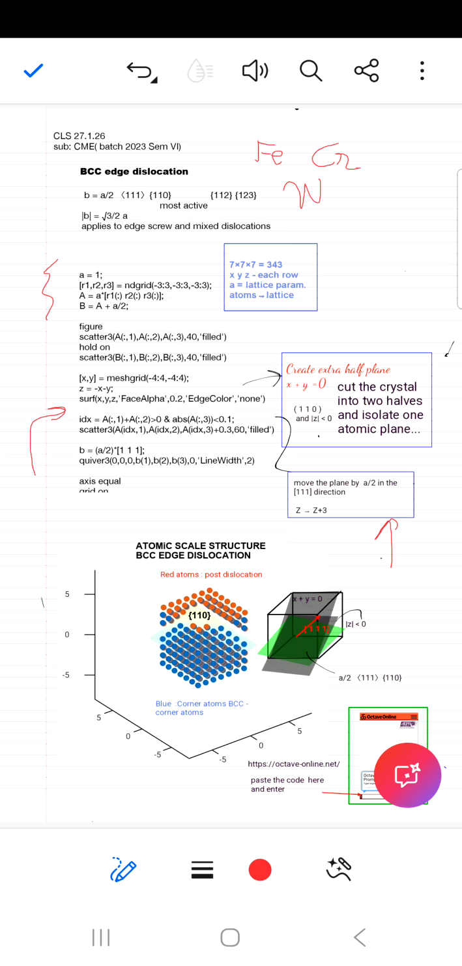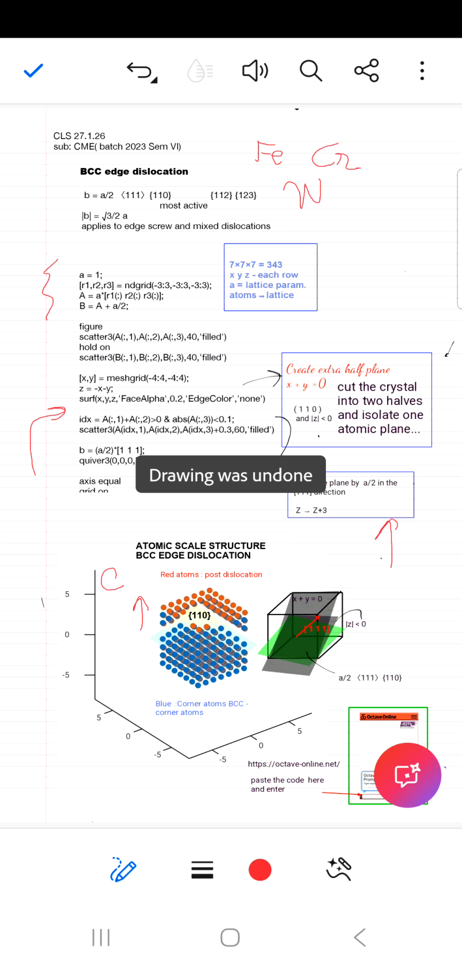What happens to the surrounding atoms? Above the inserted half plane, atoms are squeezed closer together. This region experiences compressive strain. Below the slip plane, atoms are pulled slightly apart. This region experiences tensile strain. So an edge dislocation creates an asymmetric stress field in the crystal.